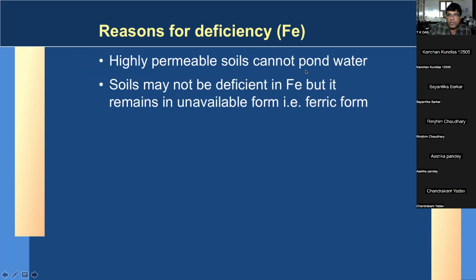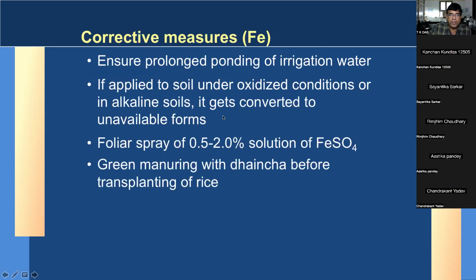Reasons: highly permeable soils cannot pond water. That is another problem. Light texture soils cannot pond water or keep water logging. Soils may not be deficient in iron, but it remains in an unavailable form, like the ferric form. What can be done if you have deficiency? Ensure prolonged ponding of irrigation water. The best way in rice is to keep the ponded water. You will not have any iron deficiency.